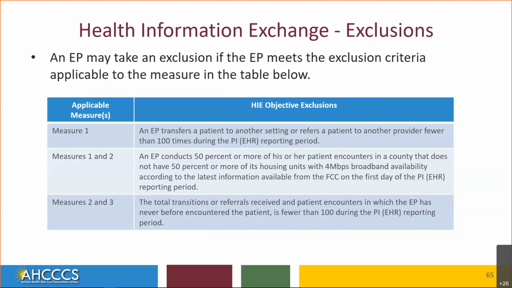For measures 1 and 2, which is the second row, that is the broadband availability exclusion, which is not applicable to providers in Arizona. The last exclusion is the total transitions or referrals received in patient encounters in which the EP has never before encountered the patient is fewer than 100 during the PI reporting period, and this applies to measures 2 and 3.